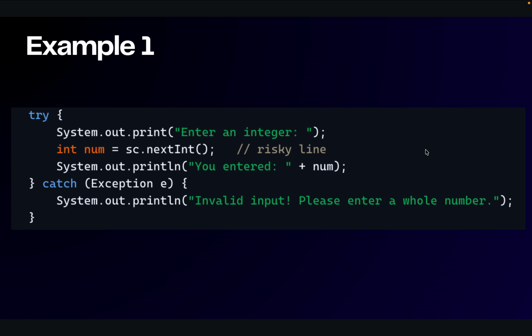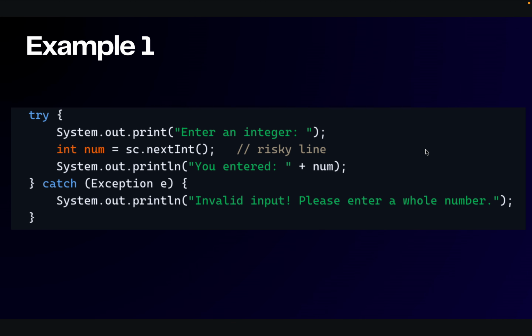So here we have an example. You see, first we have our try and then we have our catch block. That's exactly how you'd write it. Try always comes first, catch comes second. In this case, we're saying that inside of our try block, we're asking a person to enter an integer.